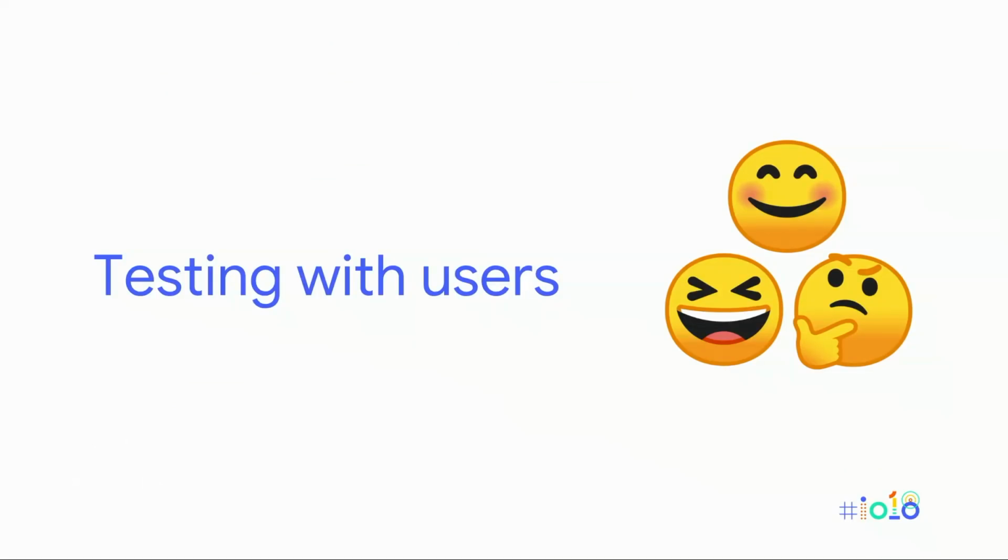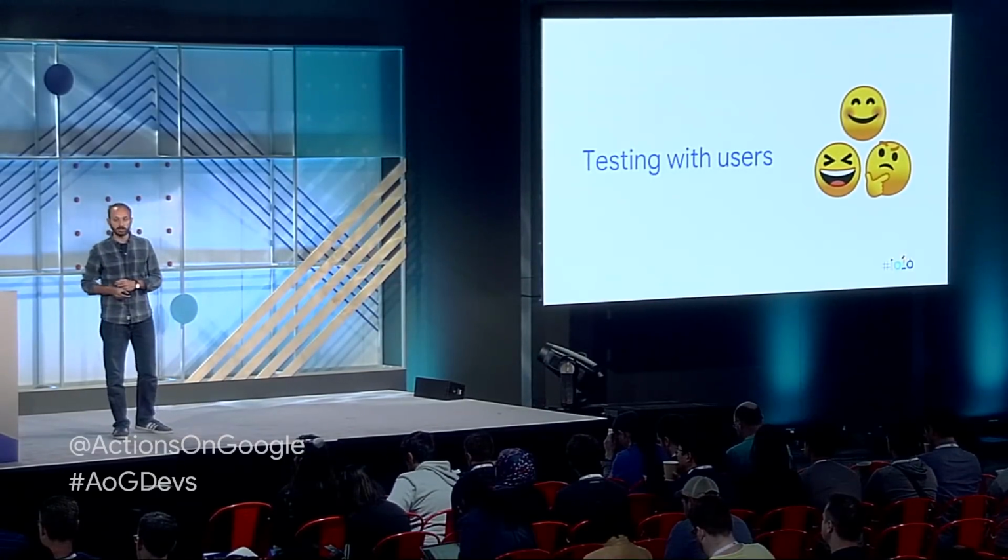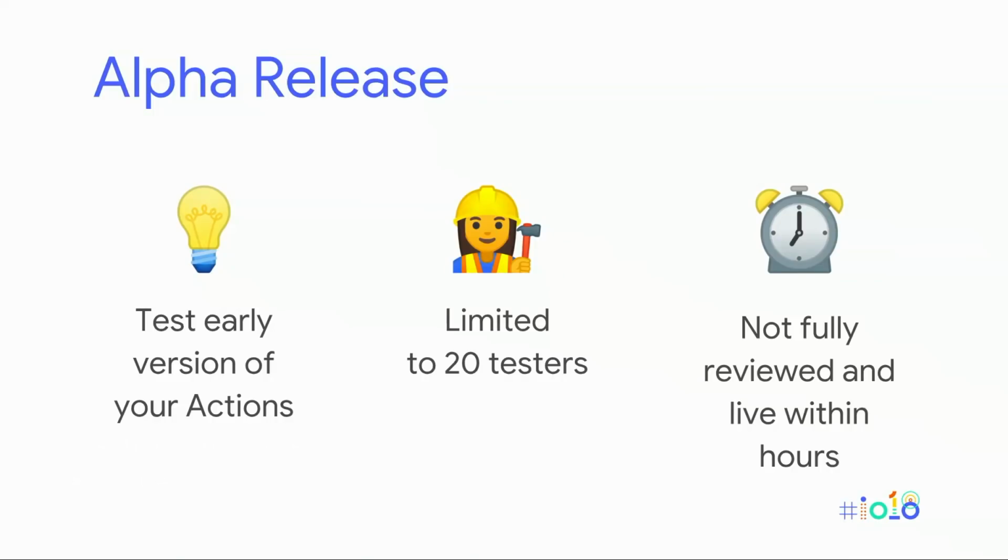Now that you've built your actions, it's time to test. Up until now, you could only test your actions using your own developer account on devices that are associated with that particular developer account. We've just released a new feature that allows you to share your actions with a set of alpha or beta users. The alpha release is really good for testing in the design and development phase. There are no policy reviews, and that's the quickest way to get to your testers and get feedback and iterate.